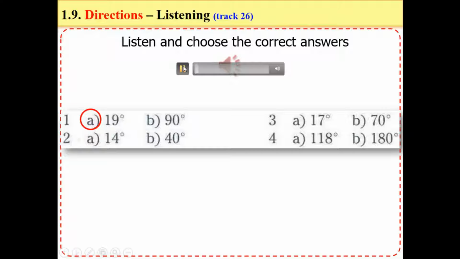Unit 4. Movement. Recording 26. 1. 19 degrees. 2. 40 degrees. 3. 70 degrees. 4. 118 degrees.